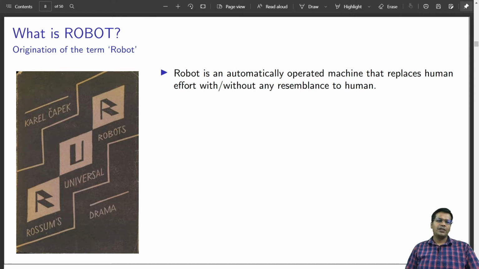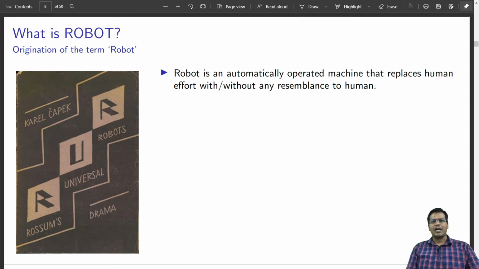Now, what is a robot? A robot is an automatically operated machine that replaces human effort, with or without any resemblance to a human. Actually, it may or may not look like a human at all. It may look like a cat, a dog, or a simple box. Through our formal perception, what we have conceived over the years by looking at different movies, it should look like a human, but actually it is not.